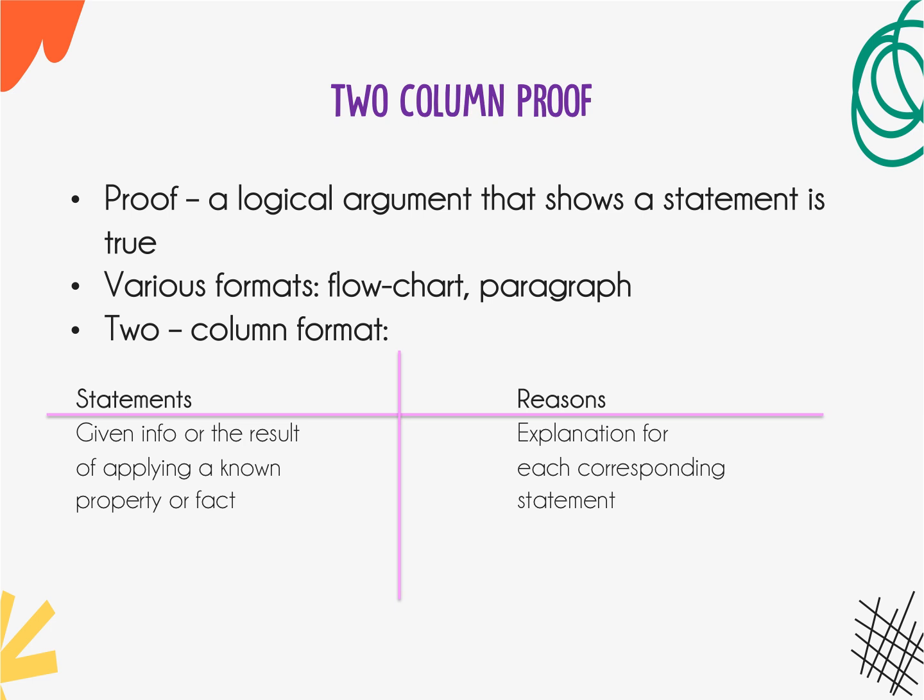So we're still covering proofs. Last class we started proofs using algebraic proofs. But just a refresher, we are only using two-column proofs. With two-column proofs, you have your statements and you have your reasons. Statements are given information or the result of applying a known property or fact. Reasons are your explanations. We will not be using flowchart proofs. We will not be using paragraph proofs, but there are examples, I believe, in your book.